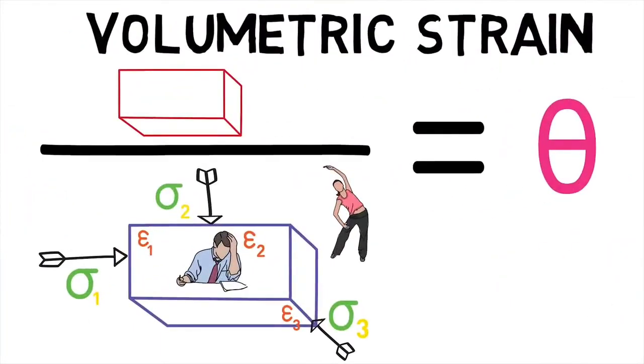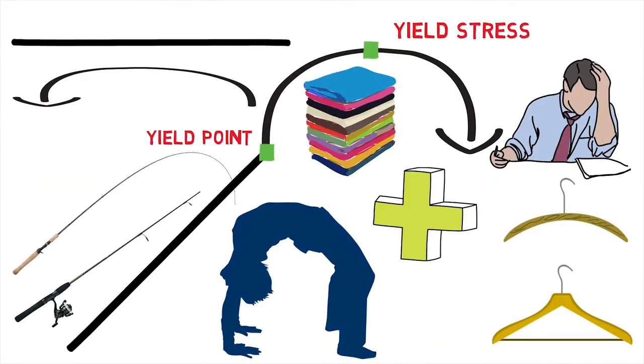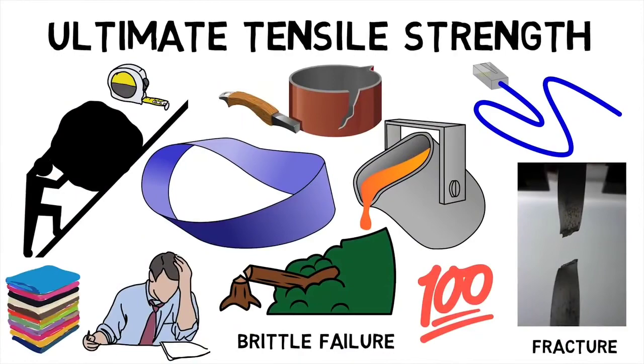Hence, we first saw what volumetric strain is, and then saw what yield stress is, and finally found out what ultimate stress is.